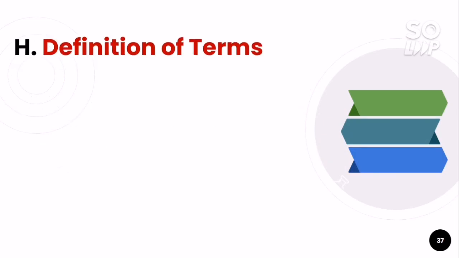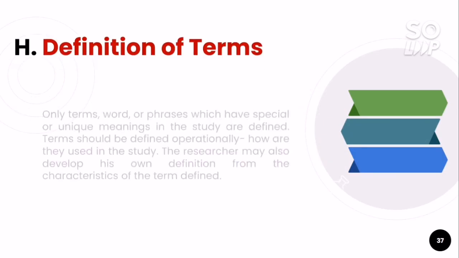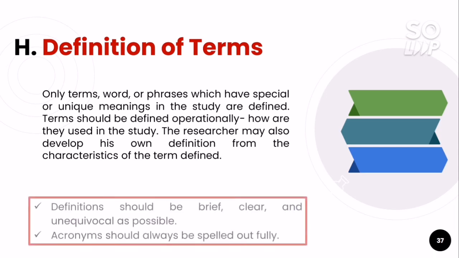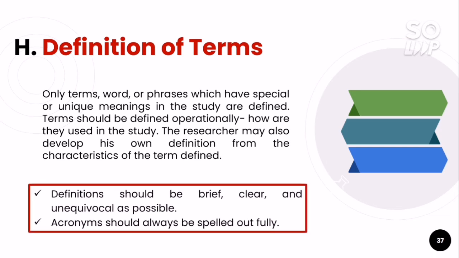Next, and the last one, we have the definition of terms. Only terms, words, or phrases which have special or unique meanings in the study are defined. Terms should be defined operationally. How are they used in the study? The researcher may also develop his own definition from the characteristics of the term defined. Definitions should be as brief, clear, and unequivocal as possible. Acronyms should always be spelled out fully.